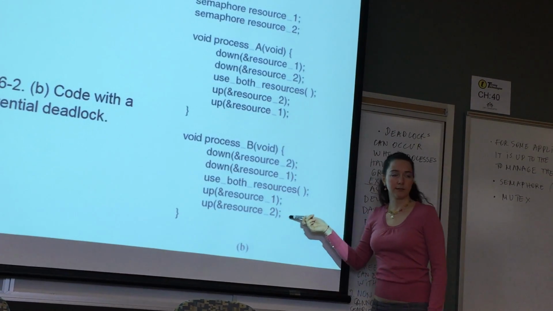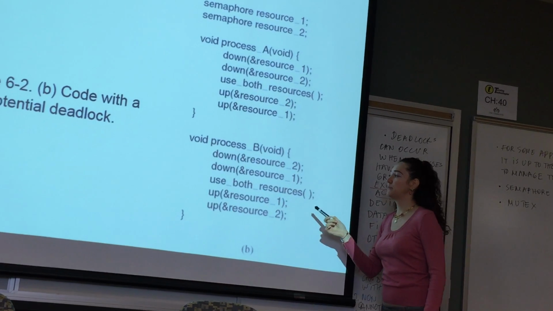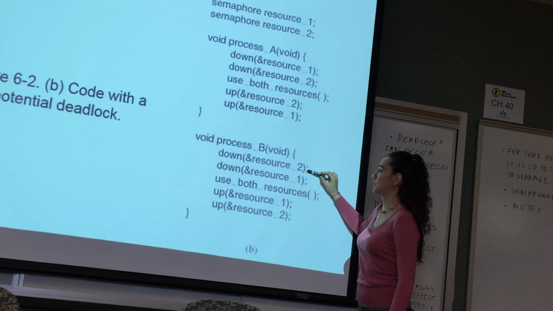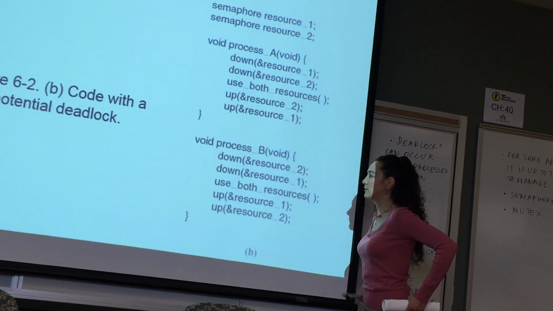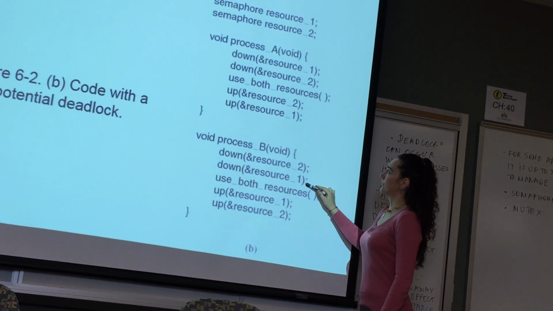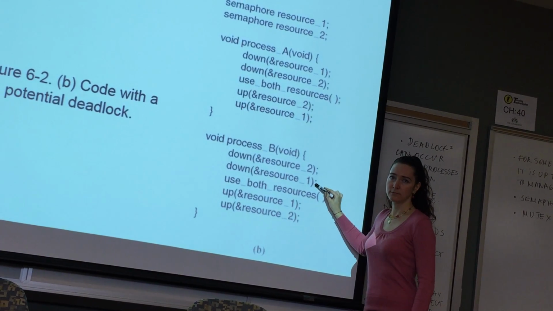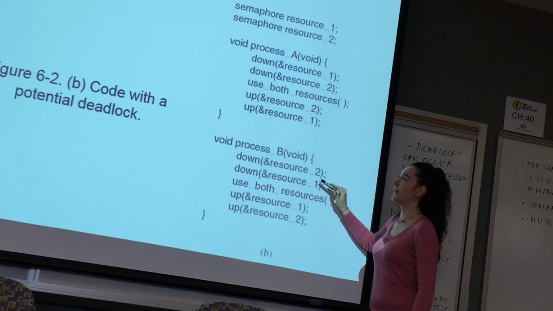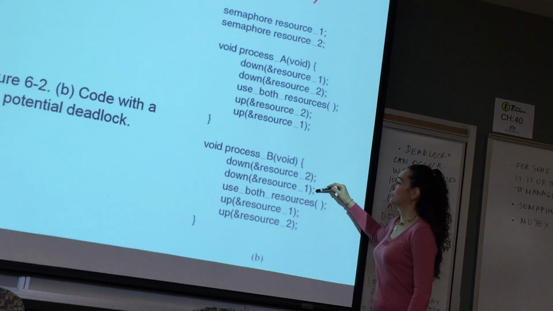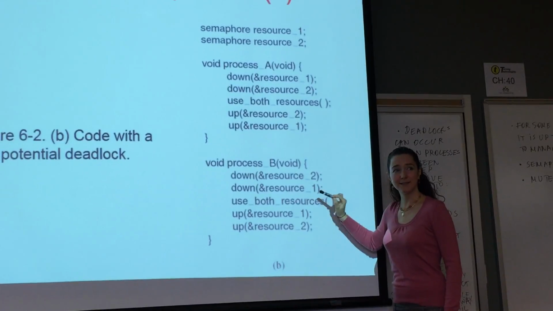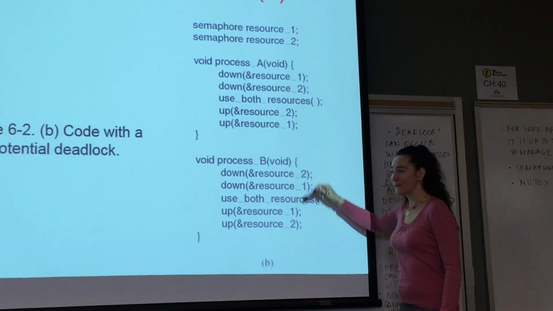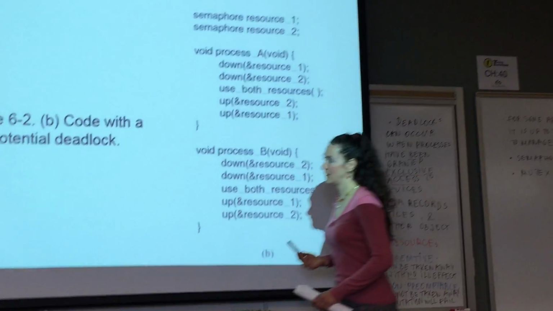B is still ready, it's not blocked. So CPU time comes around, B stopped at this line of code, runs the next line of code, requests resource 1. Will it get it? No, because A has it. So blocked. It's not in a runnable state. So both of them can get deadlocked like that.